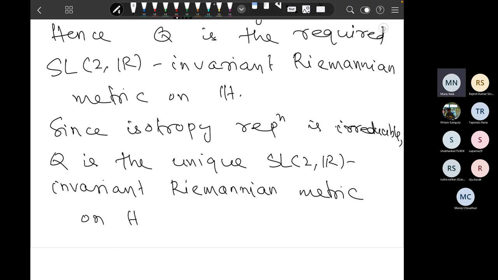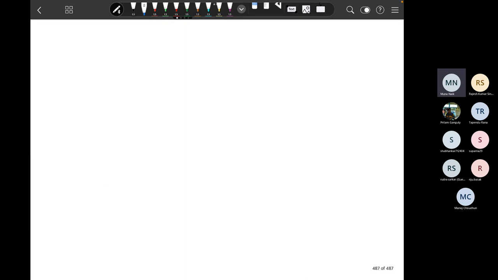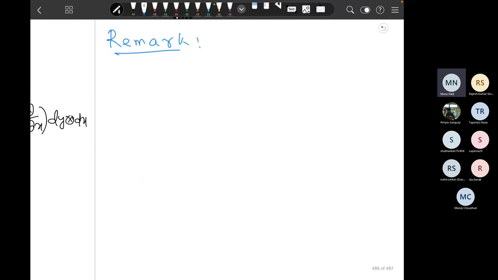Metric on H up to scalar multiple. So this is a very interesting thing. Now, I have almost done this in an elementary way, but if you know a little bit of the language of differential forms, then you can make the calculation a little easier.